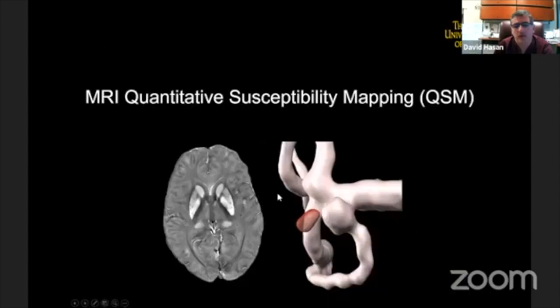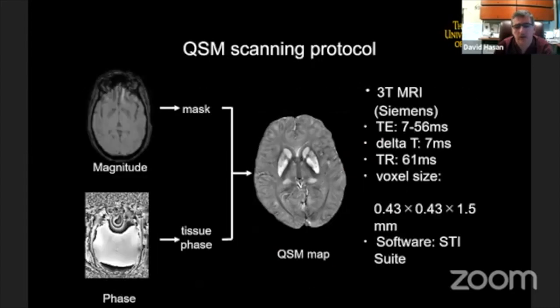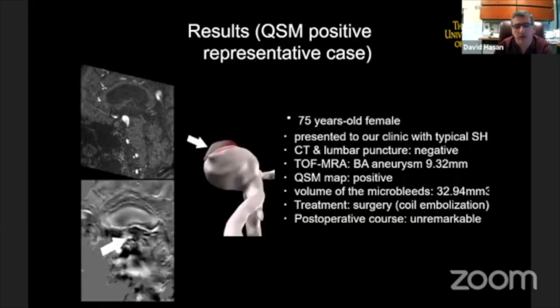The next technique we use is the QSM, which is quantitative susceptibility mapping. And it's based on two phases, the magnitude and the phase. And when you combine them together, and as you see here, you are able to depict the iron, if you will. This is a patient, the first patient we imaged.